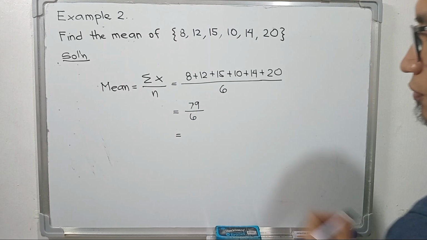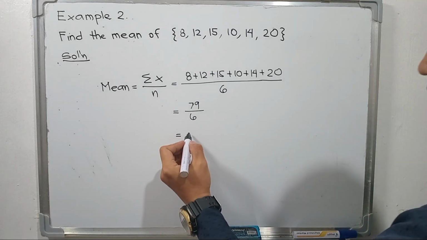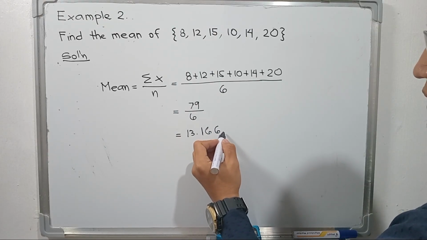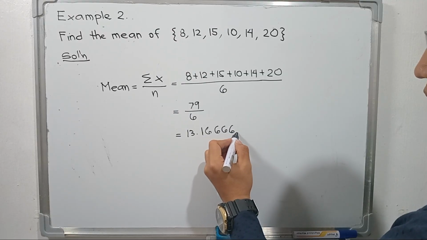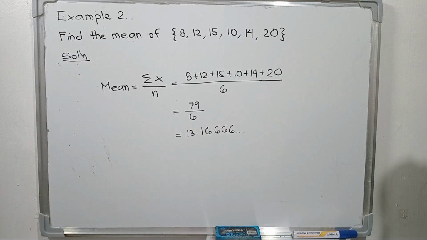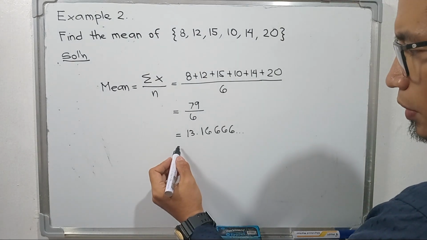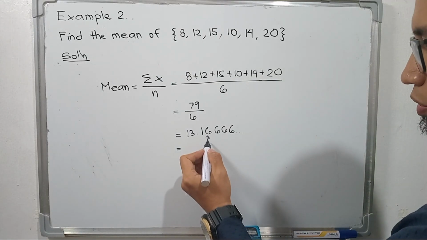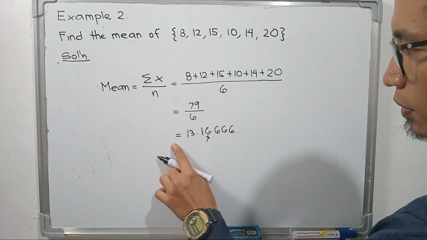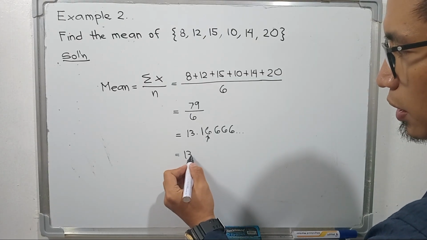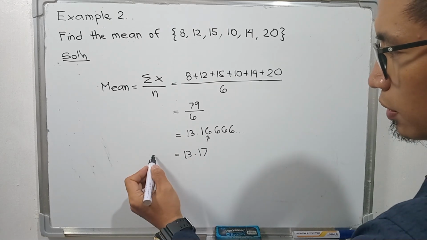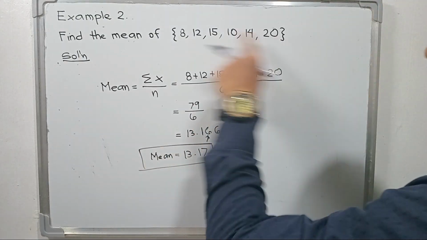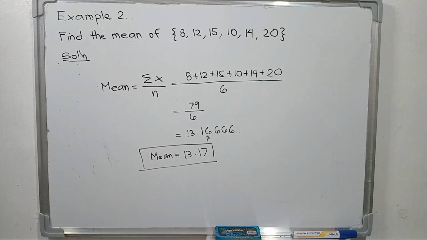And 79 divided by 6, we get the answer 13.1666, and the 6 would go on and on. So we will just round this to 2 decimal places, and we get our final answer, 13.17. So the mean for this data set would be 13.17.